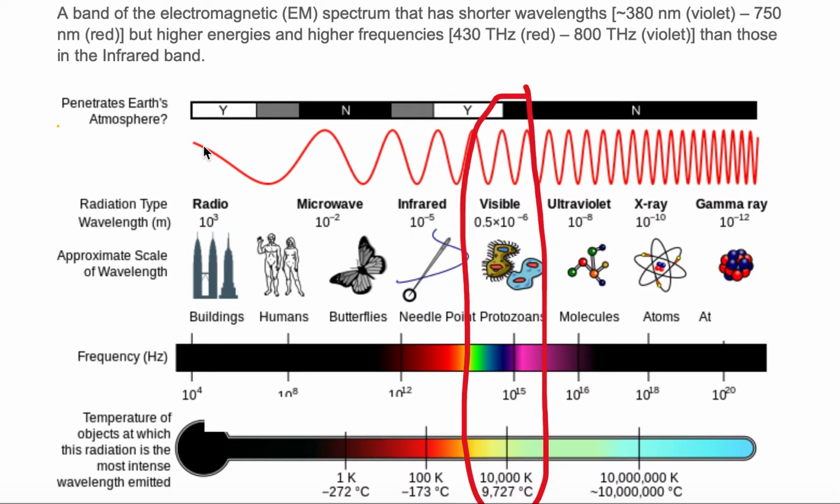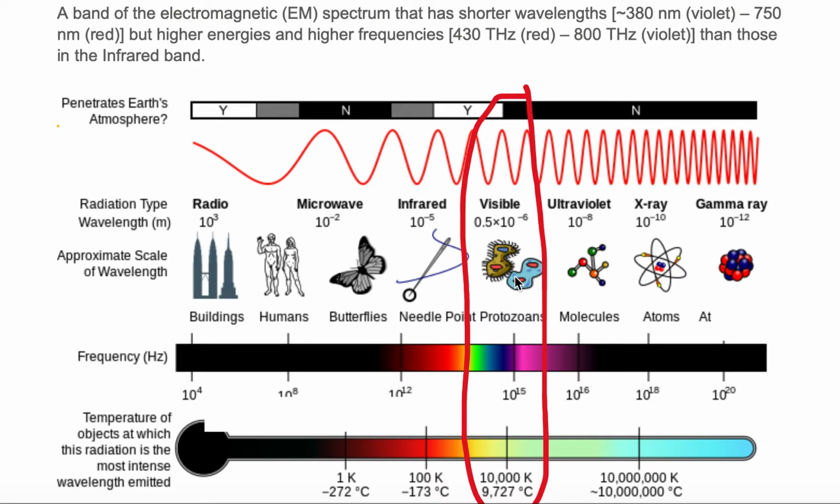If we take a look at the radio band, the length of the wave is rather large, but it gets smaller when you get into the microwave and into the infrared. And finally, when we get into the visible, it's much smaller. The length between peak to peak is much smaller than in the radio, microwave, or infrared bands.